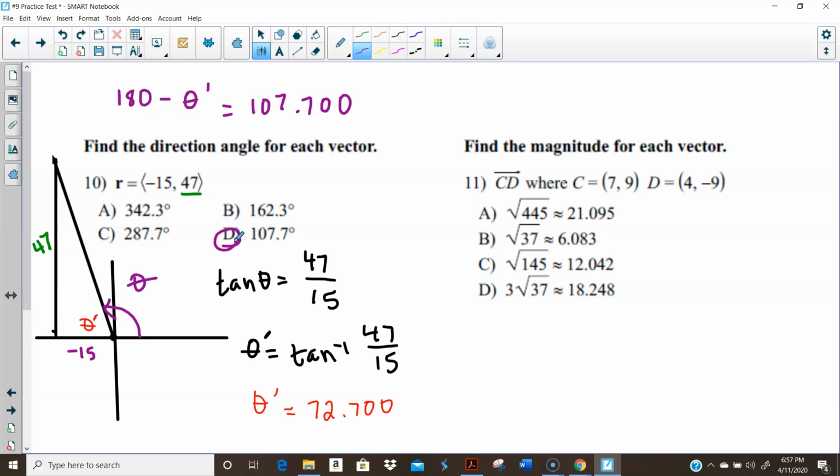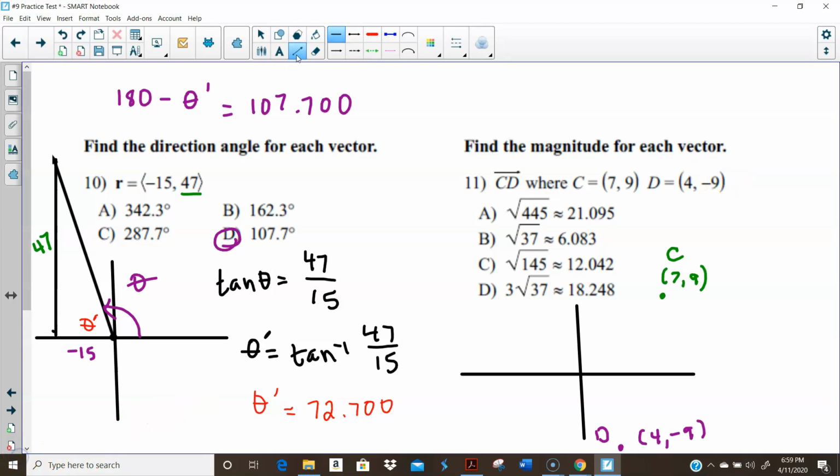Number 11, find the magnitude for each vector. So we have the magnitude of vector CD, where C is 7, 9, and D is 4, negative 9. I plotted the point C, 7, 9, and the point D, 4, negative 9. And remember, a vector has direction. So we are going to start at C and end at D, and we want to find the length of that vector.